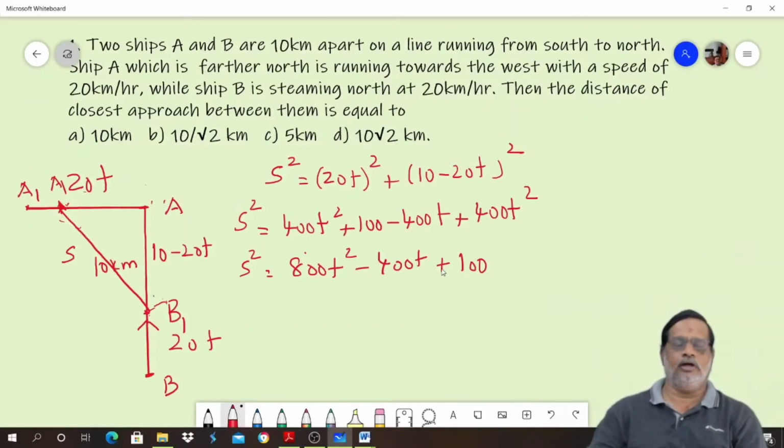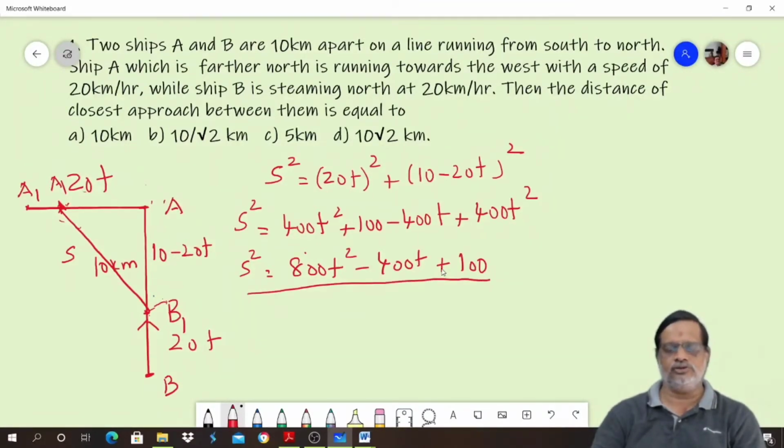Now we want this distance to be minimum. If a function is either minimum or maximum, its first derivative will be 0. So when you differentiate a function and you get 0, immediately you can assume that it is either maximum or minimum. Of course, we have to check the second derivative also in some cases, but here we don't have to do that. We just see that the derivative of this function becomes 0, and from that we calculate the value of t and substitute it in this equation.